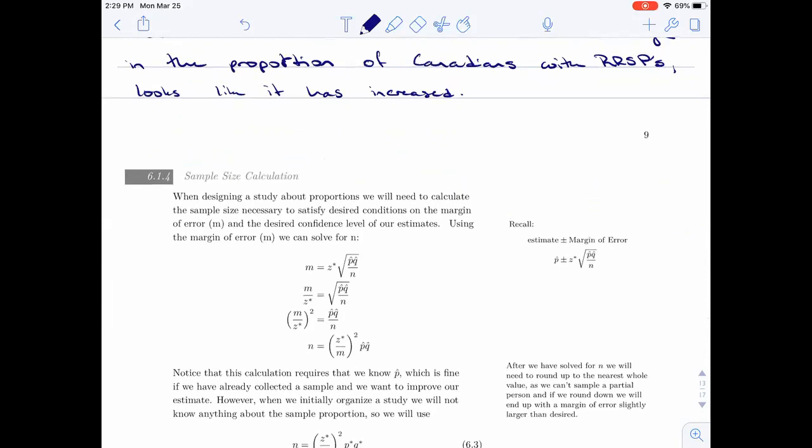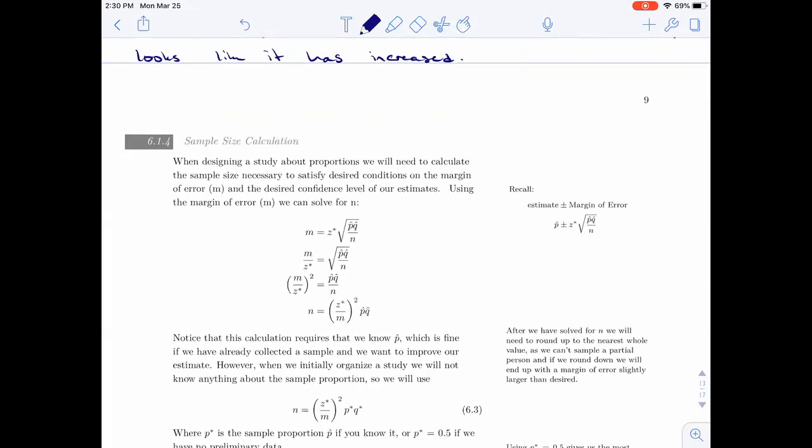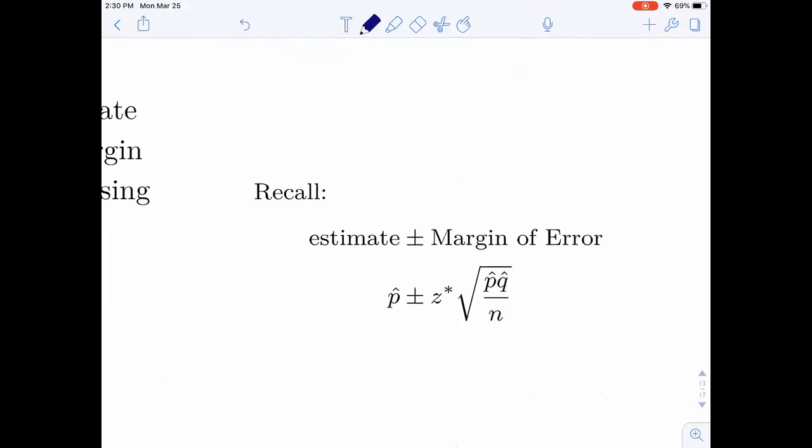There's two ways that we can go about doing a sample size calculation. And so we've done one before with the one sample mean sigma known case, where we had to calculate the sample size that we would need for some confidence level and margin of error. So the idea is the same now, right?